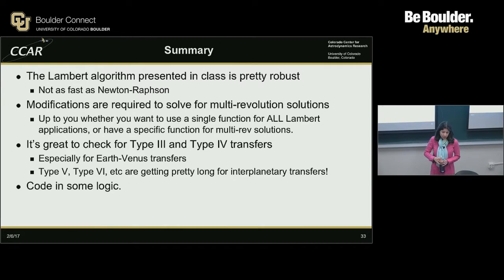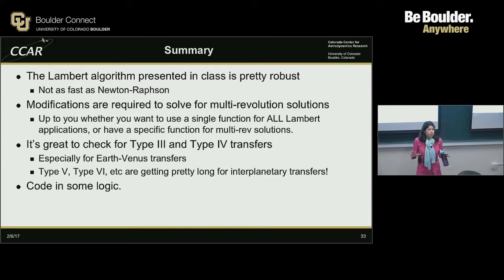Okay, so just in summary, the Lambert algorithm presented in class is pretty robust. It's not as fast as a Newton-Raphson method, but with, like I said, the computing power these days, it's fine. There are some modifications that we need to make for the multi-rev solutions.